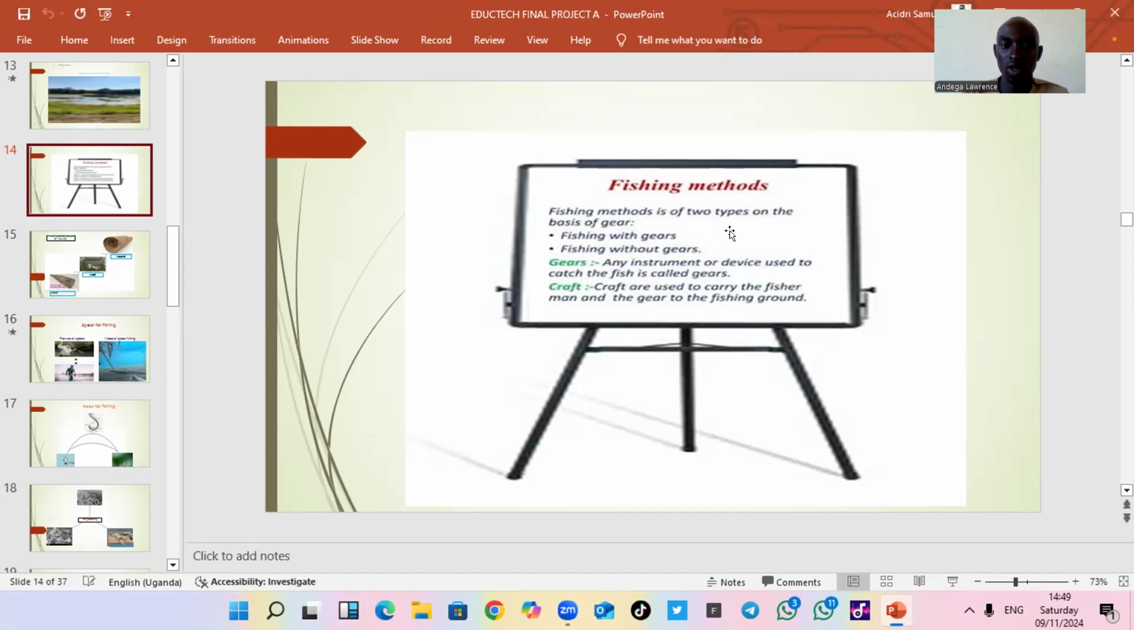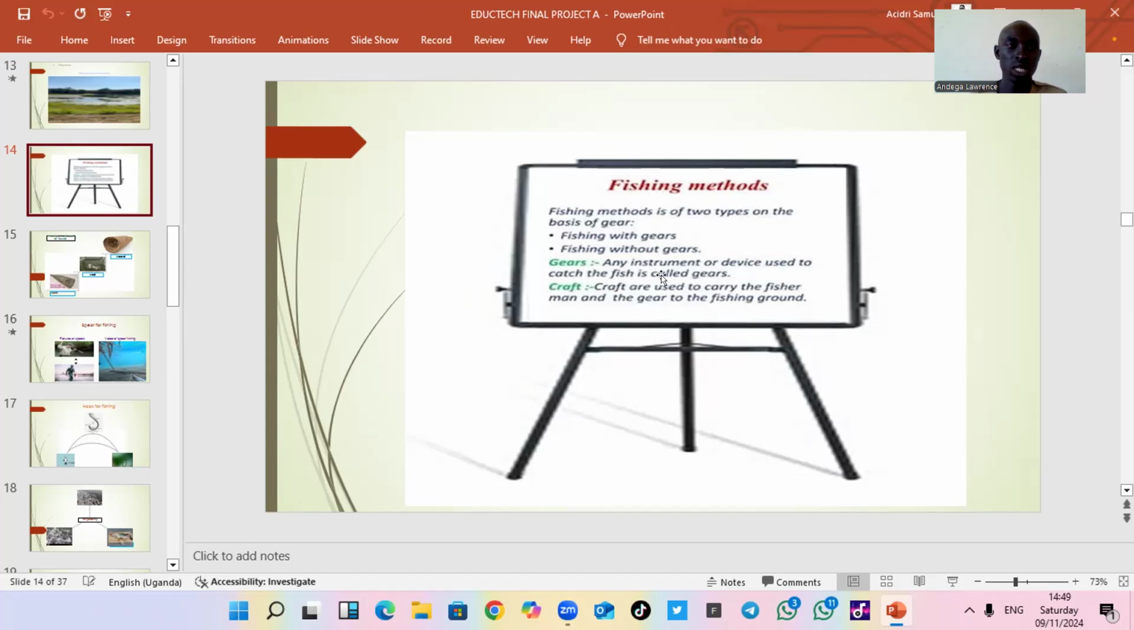And then for the craft, those are instruments used to carry the fisherman and the gear to the fishing ground. It can be the vessels and many others, the motorboats, canoes, and many others.